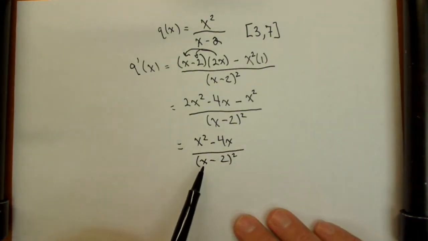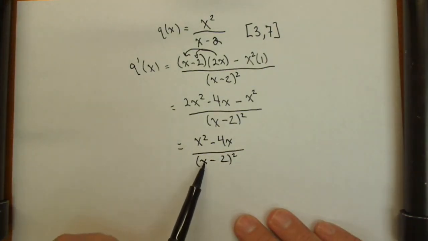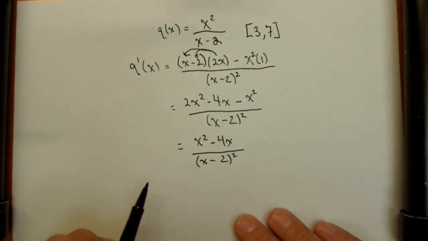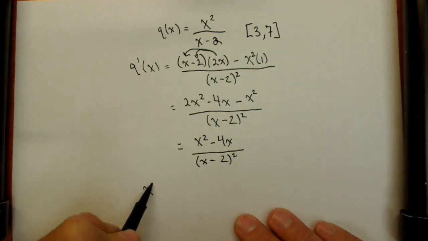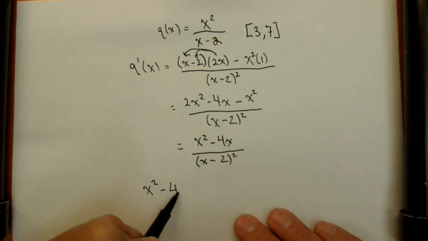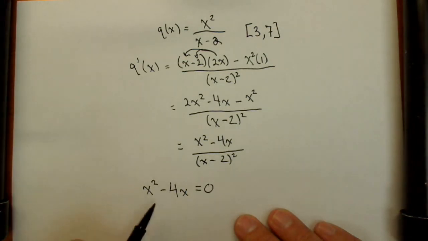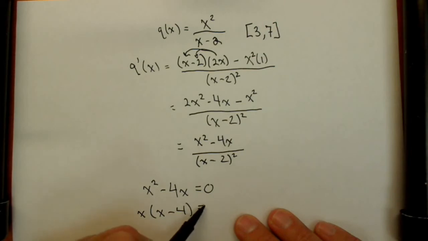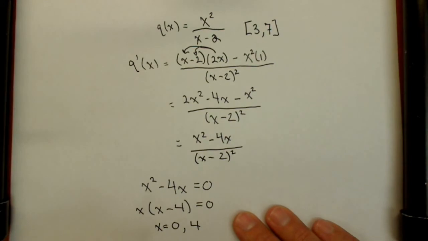Now, as we noticed before, 2 is a critical point because it's a point of discontinuity in the derivative, but it's not in our interval, so we're not concerned with it. So we're going to just take the numerator and set it to 0 and see what we find. Well, we can factor an x out of there, and we get two critical points, one at 0 and one at 4. We're only keeping one of those for this particular problem because 0 is not in our interval.